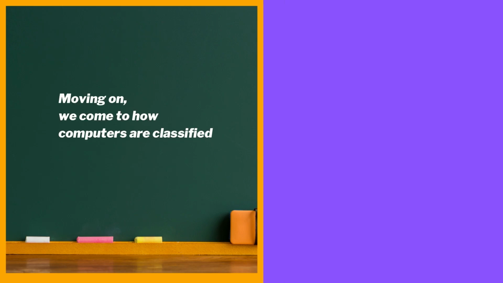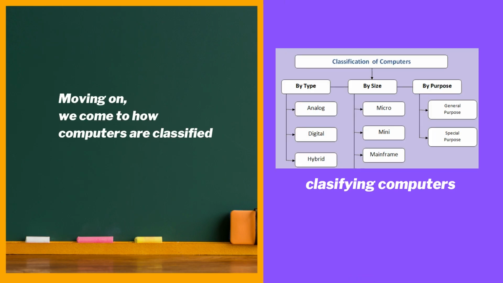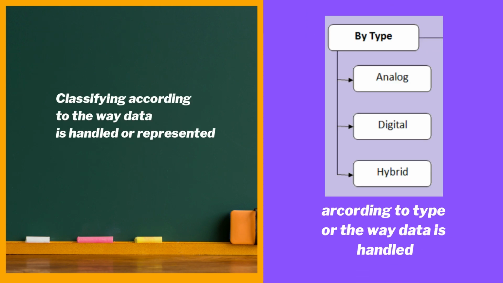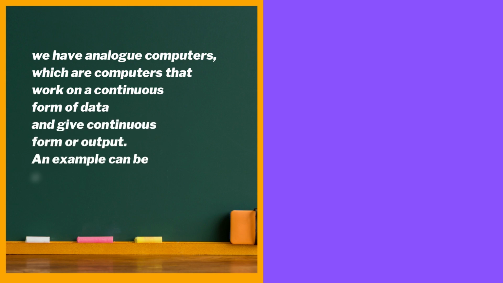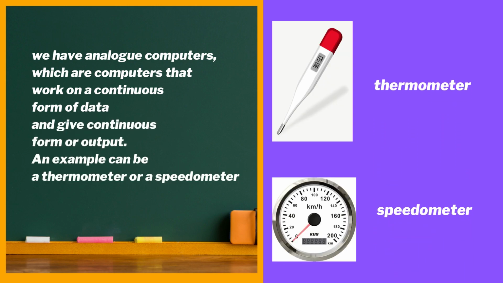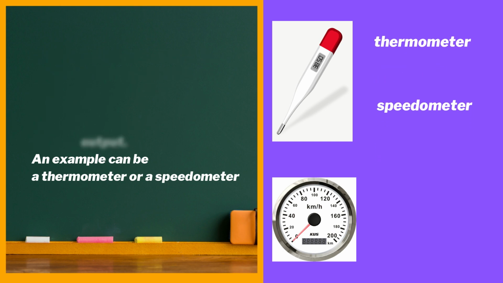Moving on, we come to how computers are classified. Classifying according to the way data is handled or represented, we have analog computers, which are computers that work on a continuous form of data and give a continuous form of output. An example can be a thermometer or a speedometer.